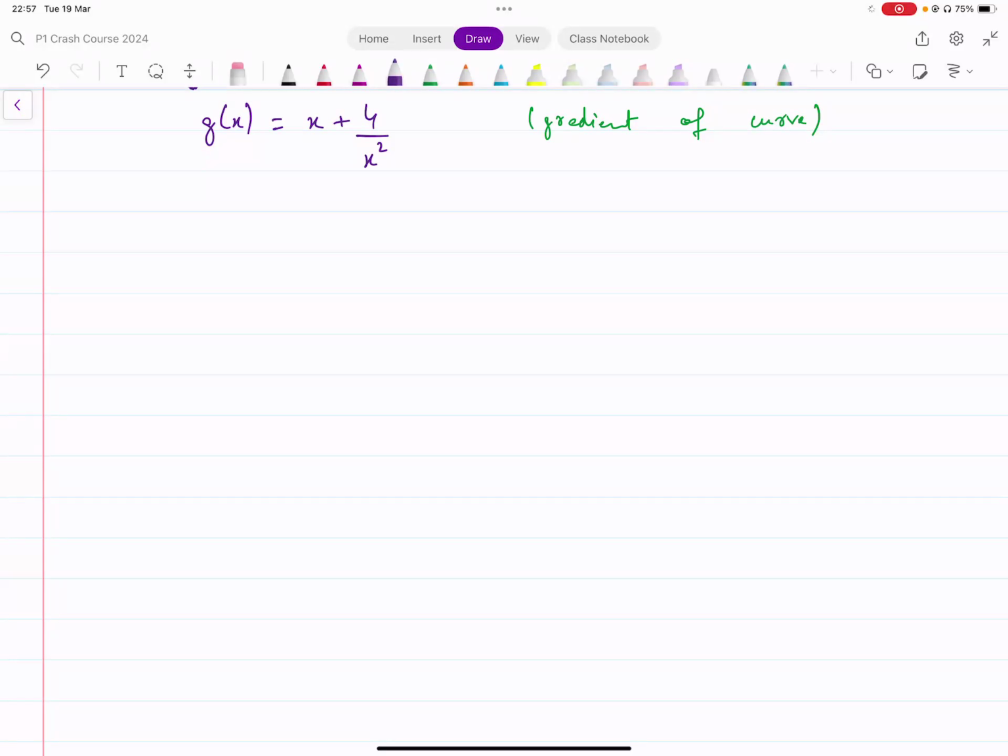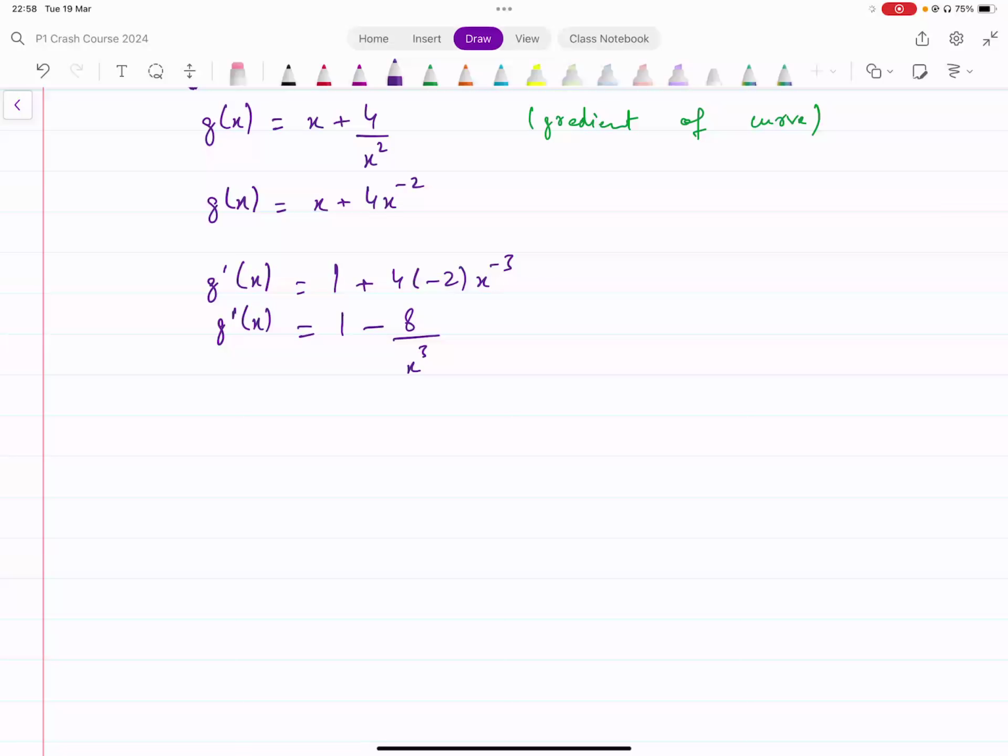We differentiate it. Now for that, we first need to write it in power form. It becomes x plus 4x raised to power minus 2. We find the derivative of this, g dash of x, g prime of x. The derivative of x is 1. The derivative of 4x raised to power minus 2 is 4 into minus 2 into x raised to power minus 3. And that turns out to be 1 minus 8 over x cubed. This is g prime of x. This is the derivative of the gradient.